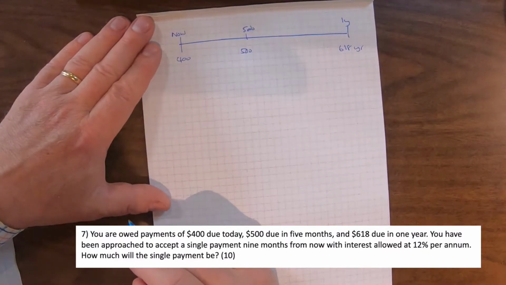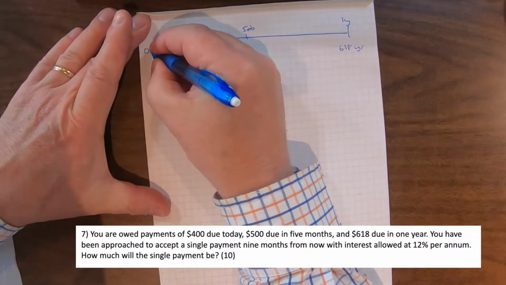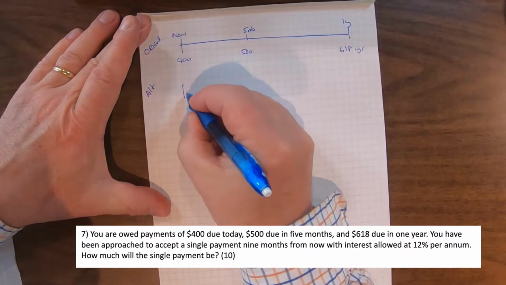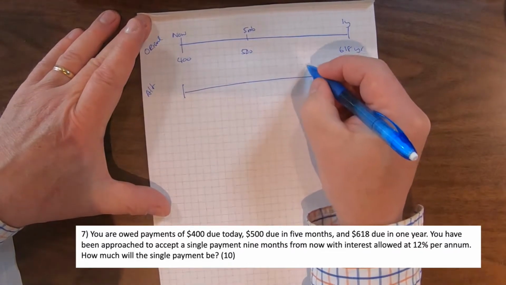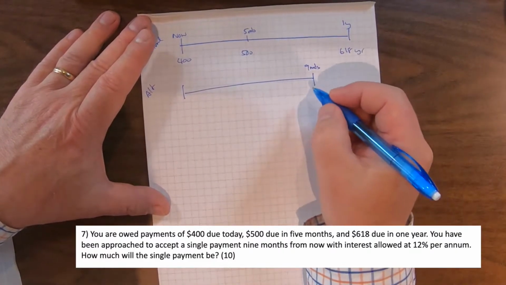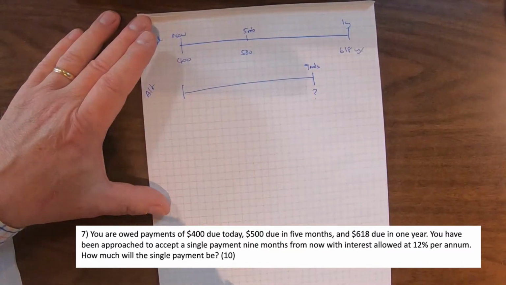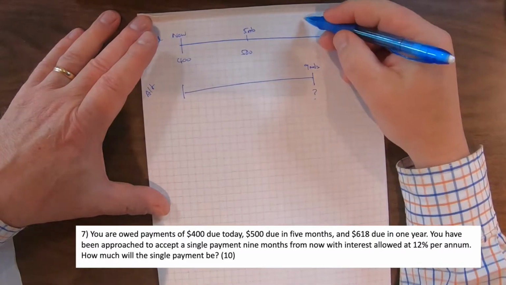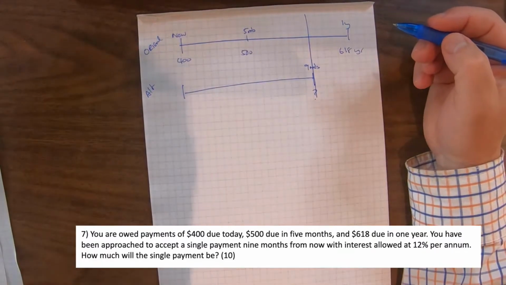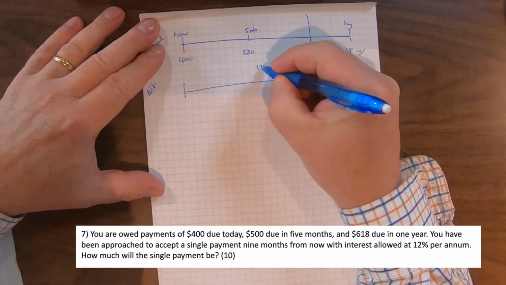You have been approached to accept a single payment in 9 months from now. So let's draw, this is the original, and this is the alternative. A single payment in 9 months of some amount. We don't know what the amount is, okay? So the basic question is, how much does that amount need to be? Well, it really depends on the interest rate, and we're told that the interest rate is 12%.